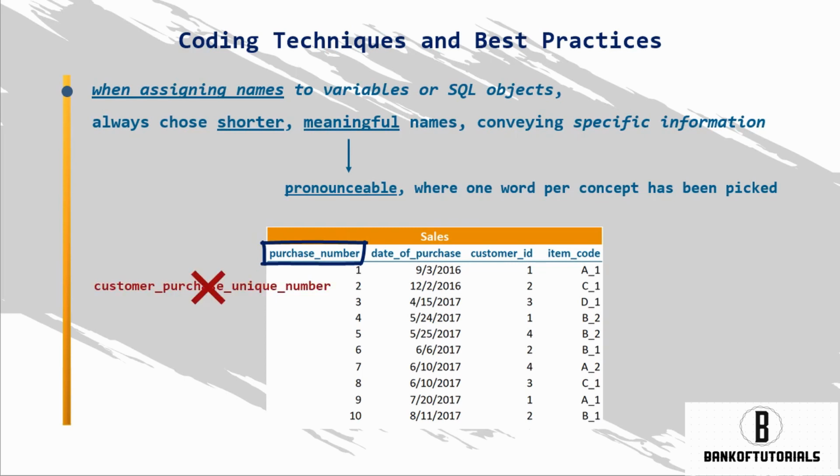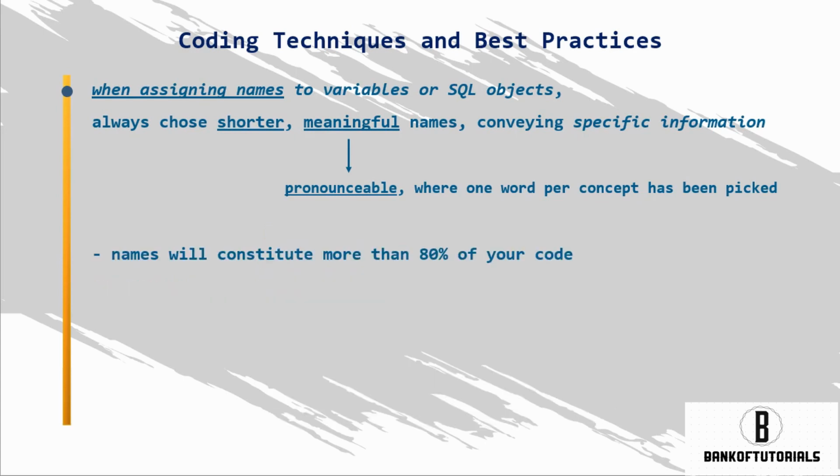On that account, you need not be in a rush to choose names, since they must reflect as much of the object's functionality as possible. Names will constitute more than 80% of your code, so it matters which ones you work with.